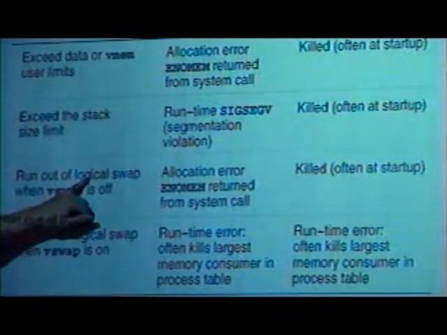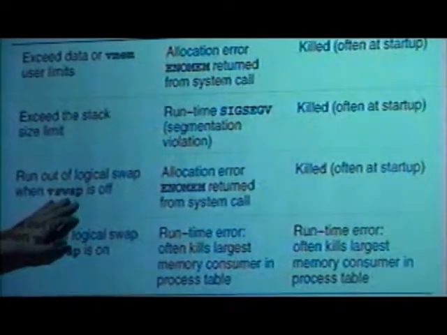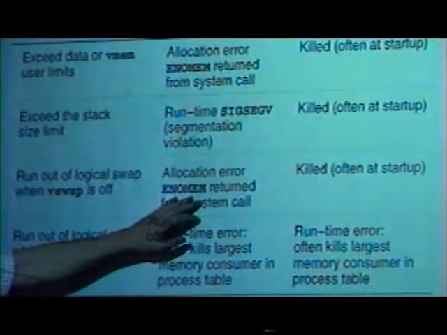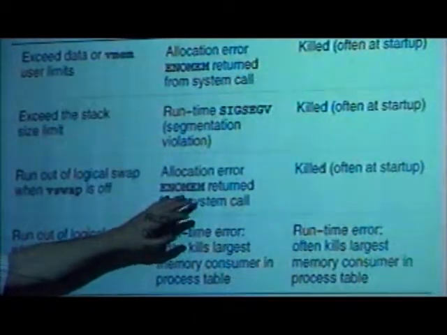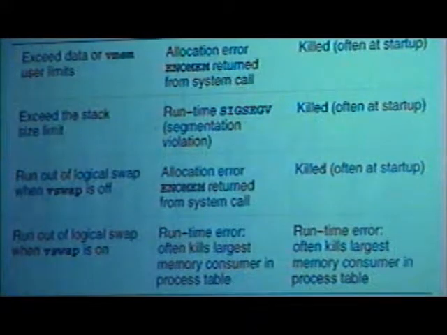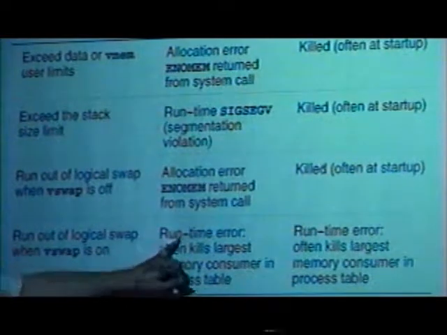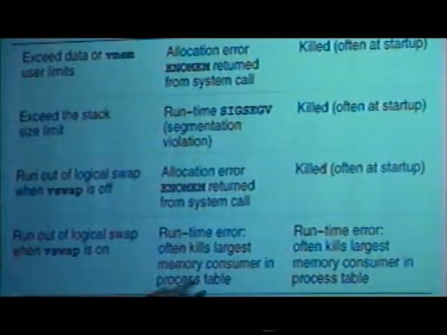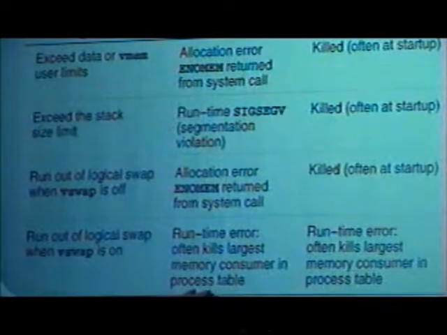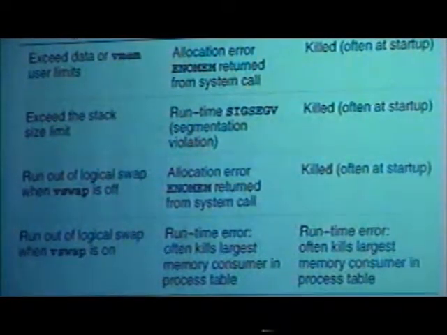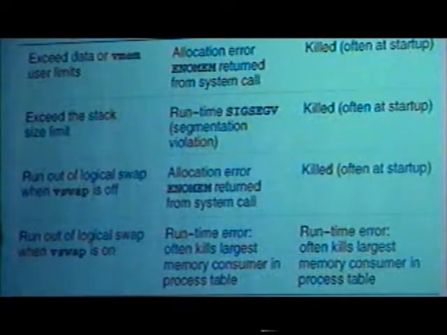And if I run out of logical memory, out of virtual memory, and virtual swap is off, I get eNoMem. But yesterday we turned virtual swap on so that I could keep going, because code 2MP and code 4 have a lot of virtual memory reservation that they never use. So if virtual swap is on, it's a runtime error. The kernel will kill the largest memory consumer in the process table. It'll also take a decision about how long it's been since it started and whether it's a parent or a child. It'll kill children before it kills parents.